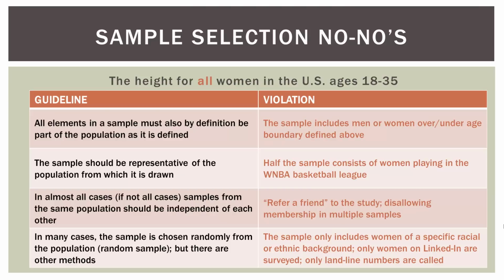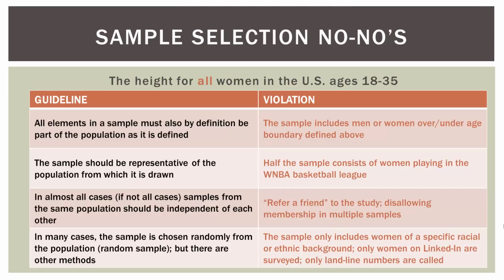Now, how can we violate that? Well, the sample only includes women of a specific racial or ethnic background. So that could mean that we didn't choose people randomly. It could mean there's some sense of self-selection there, or our sampling methods are biased in some way. I mean, not biased in a discriminatory sense, but biased in how we select people. Only women on LinkedIn are surveyed. Well, so we contact women on LinkedIn, and we ask them how tall they are. I don't know why we would do that.